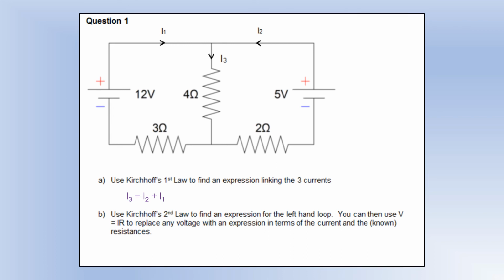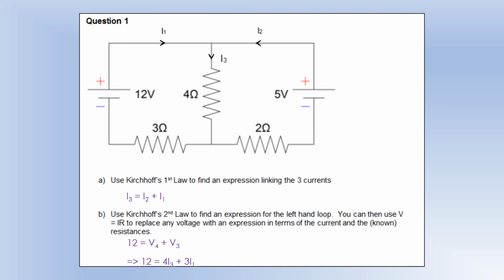Use Kirchhoff's second law, i.e. the voltage law, to find an expression for the left-hand loop, and then use V equals IR to replace any voltage with current and resistance. So if the sum of the EMFs in the left-hand loop is 12, the currents are both going in the same direction, so those are both going to be positive numbers. So we can see it's going to be whatever the potential difference is across the 4 ohm plus the potential difference across the 3 ohm resistor.